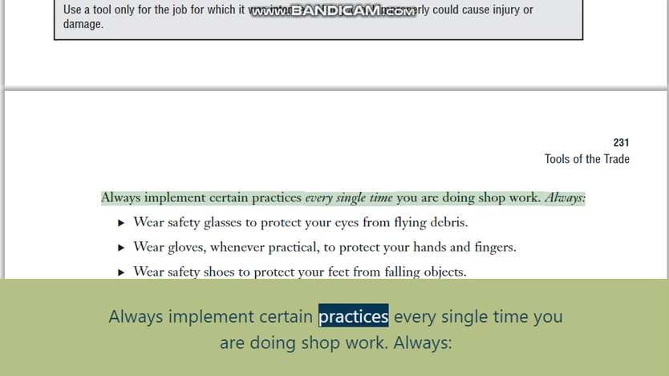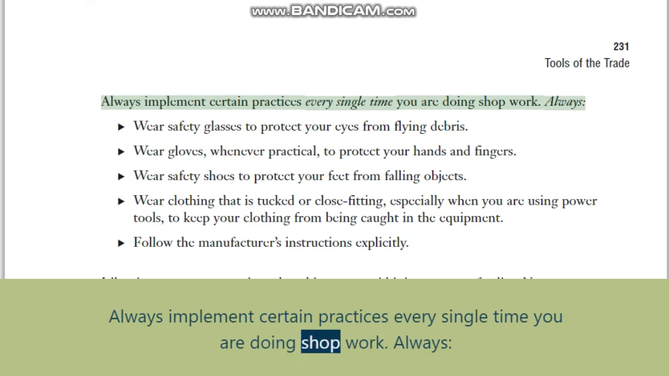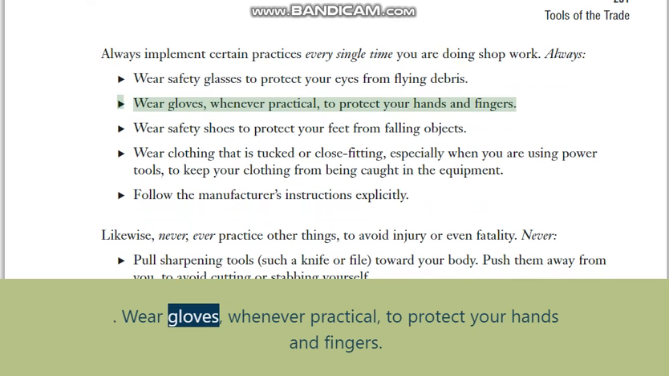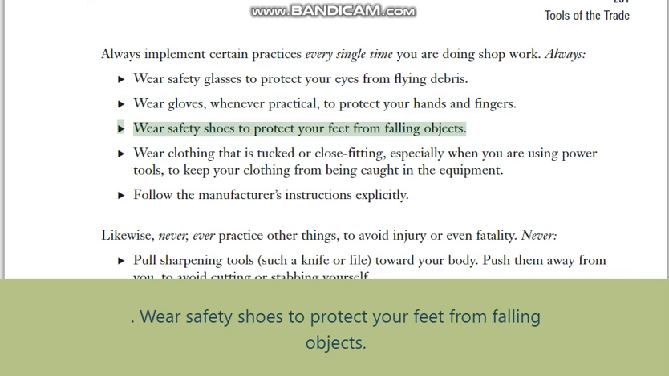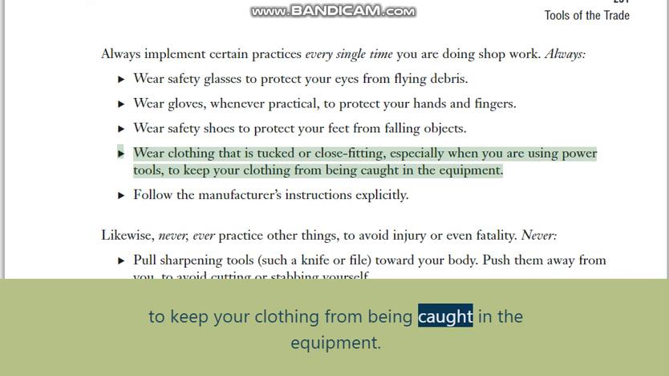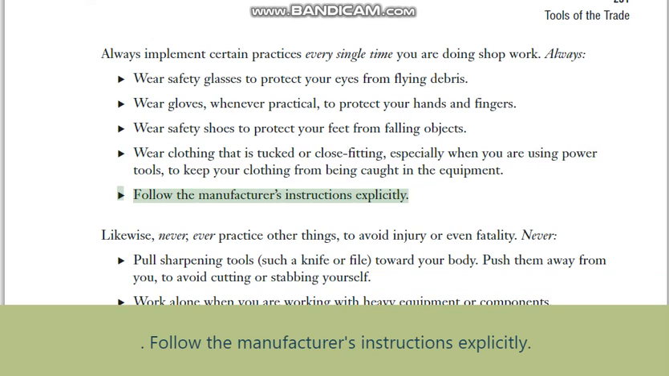Always implement certain practices every single time you are doing shop work. Always wear safety glasses to protect your eyes from flying debris. Wear gloves, whenever practical, to protect your hands and fingers. Wear safety shoes to protect your feet from falling objects. Wear clothing that is tucked or close-fitting, especially when you are using power tools, to keep your clothing from being caught in the equipment. Follow the manufacturer's instructions explicitly.